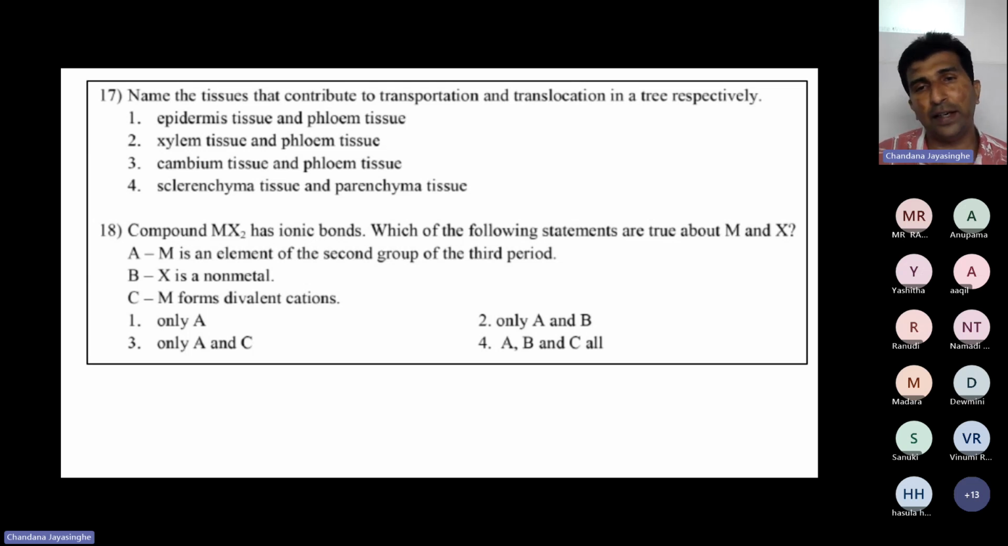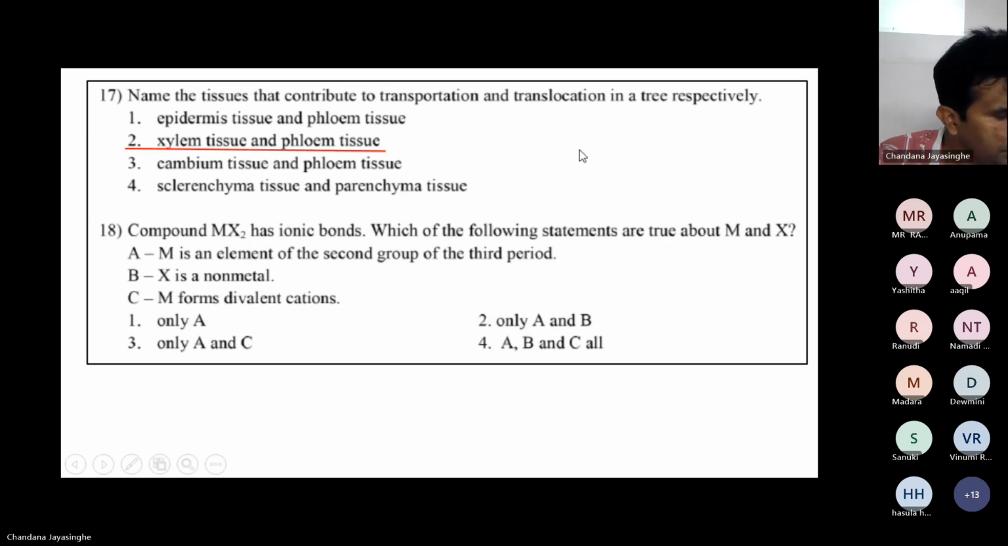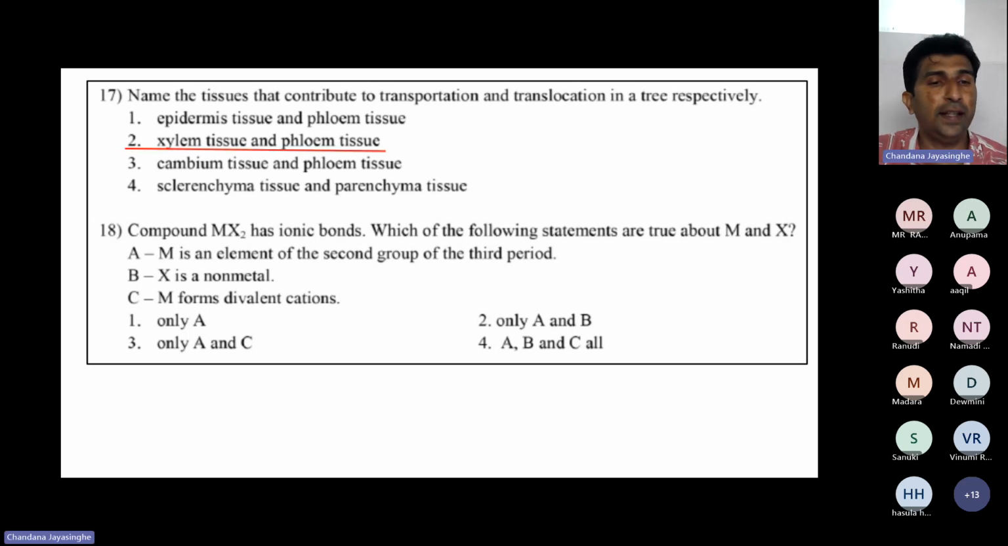You don't miss that technical term because transportation in Sinhala means parivahanaya. Translocation in Sinhala we call parisankramanaya. So there are 2 different technical terms and technical processes. So in the examination, if you are asked to write the function of xylem tissue and the function of phloem tissue, you should have the ability to give the answer in the correct way. So what is the answer for 17? 17 answer second. Okay.